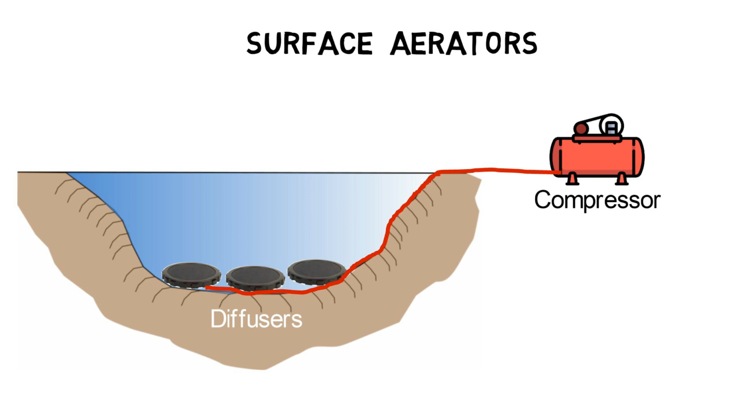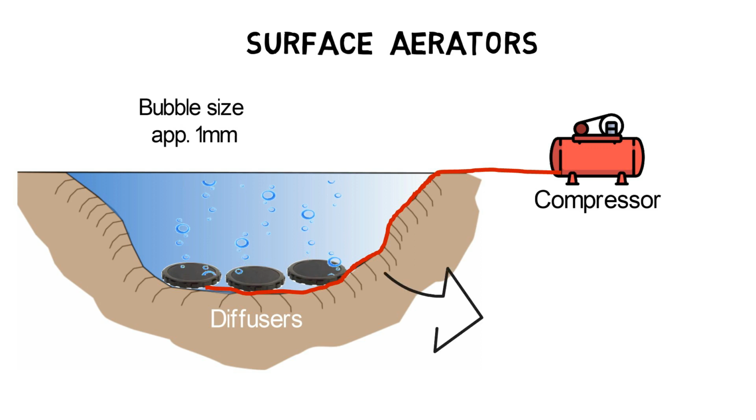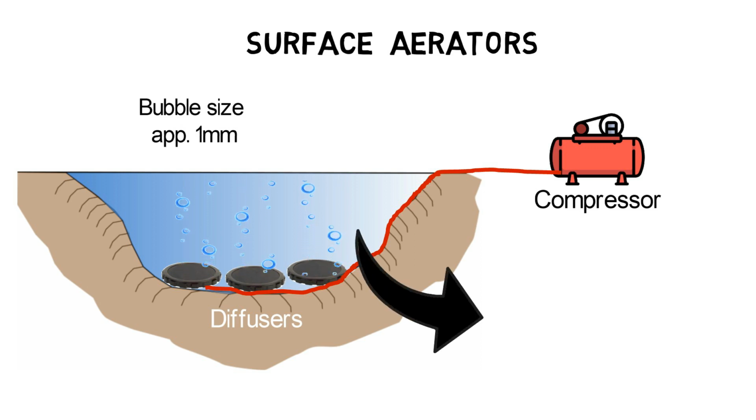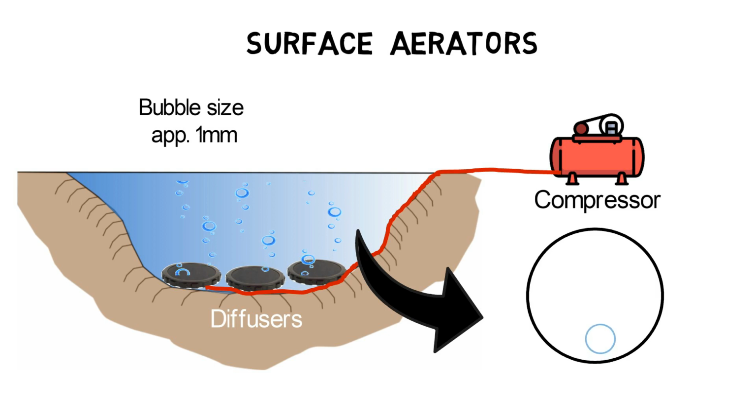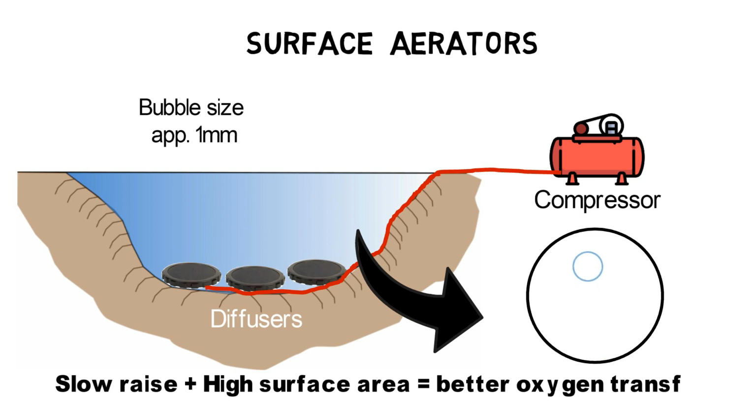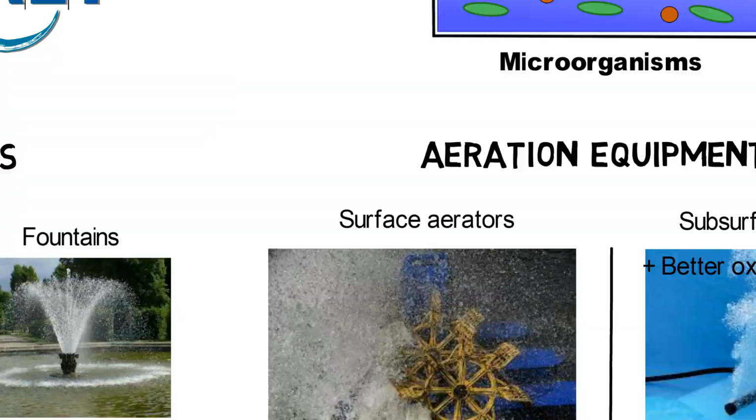The membrane perforation of fine bubble strip diffusers is microscopically small, and released bubbles have a size of about 1 mm. Compared to surface aerators, fine bubble diffusers generally have a better oxygen transfer rate. Fine bubbles have a large surface area and they rise very slowly, which means that their contact time with water is much longer compared to propelled water droplets.